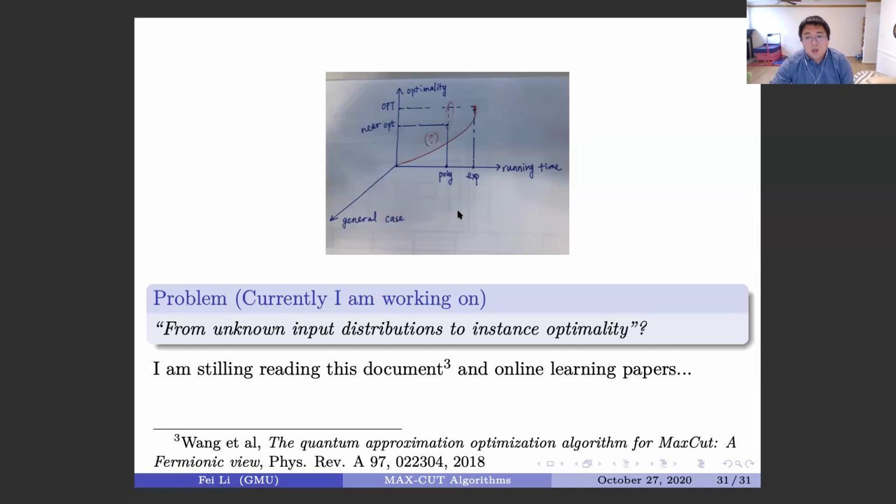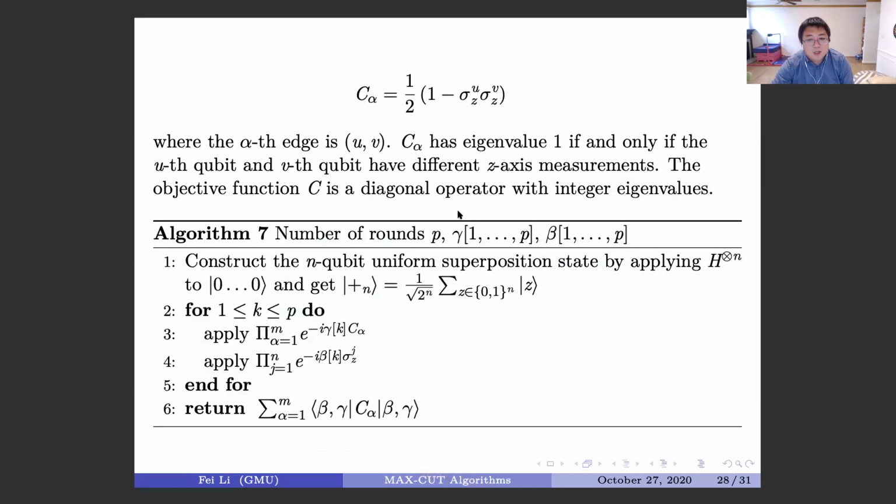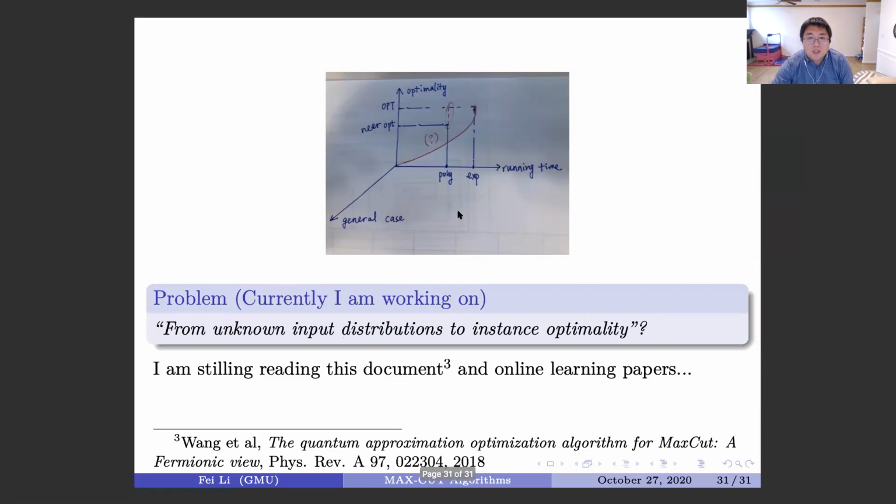And also for the algorithm that has been given here, which applies those matrix operators, whether we could get some information along this process to help us find better matrix operators. So this is the question that I'm working on.